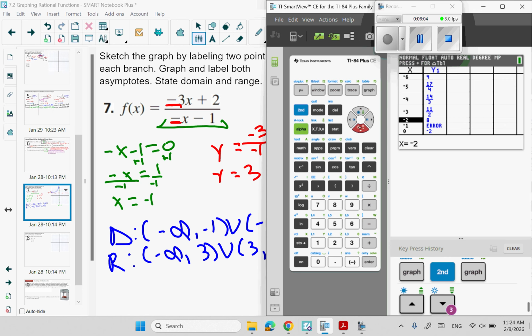And 2 below it, so 0, negative 2, and 4, 2.